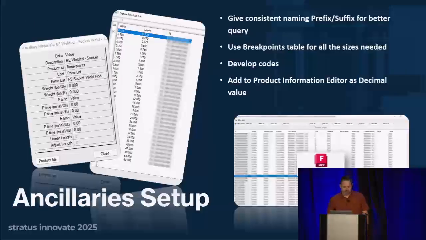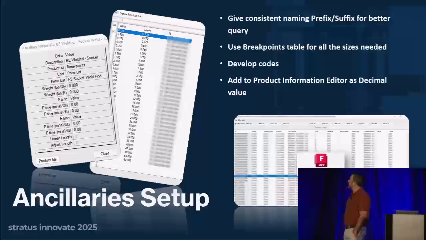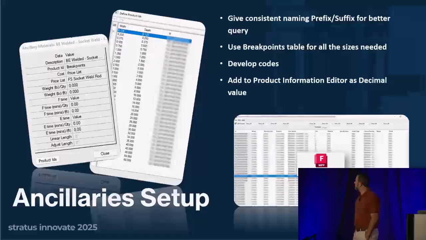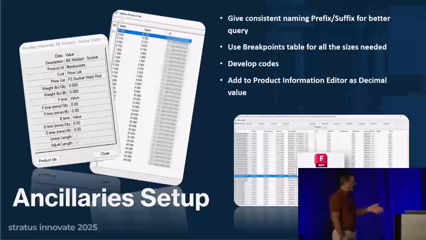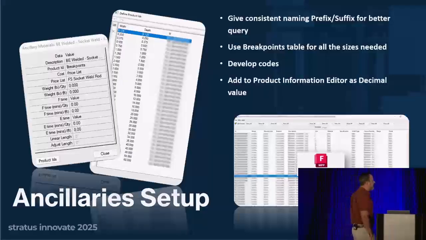All right, so setting up an ancillary for joints. We want to give consistent naming, with a prefix or suffix, for better querying. Once it comes to reporting on ancillaries, you want to have some data that tells you this is a joint material. This is not a real material. This is just there for reporting metrics. Use breakpoint tables for all the sizes that are needed. So for diameter inches for pipe, do you need it from 1/2 inch all the way up to whatever size pipe you need.